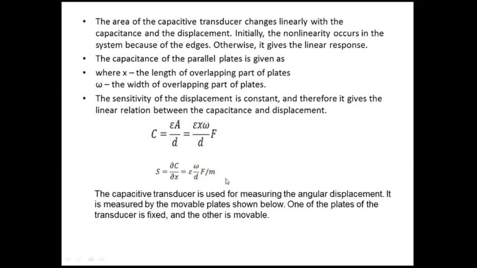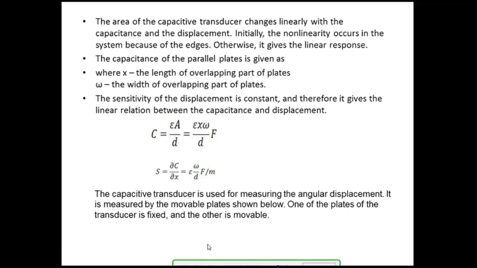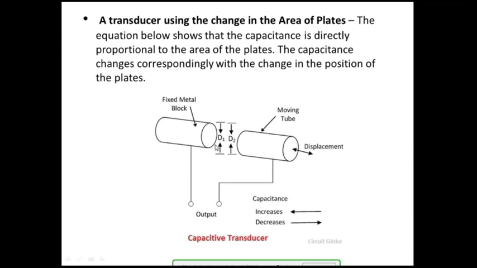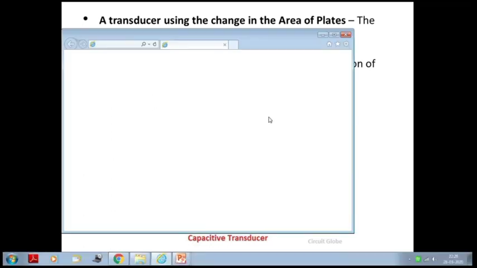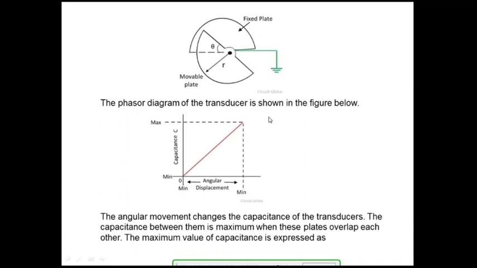Before that, now you move on to angular displacement. So here this will be represented as a linear displacement. Now the next type is angular displacement. Angular displacement looks like a rotating part. It is the same concept, only the movable plate and fixed plate. Based upon this movable plate, it changes the displacement into electrical energy.